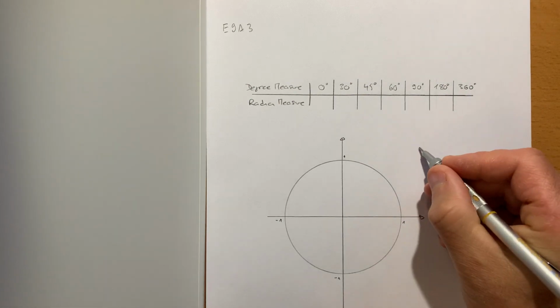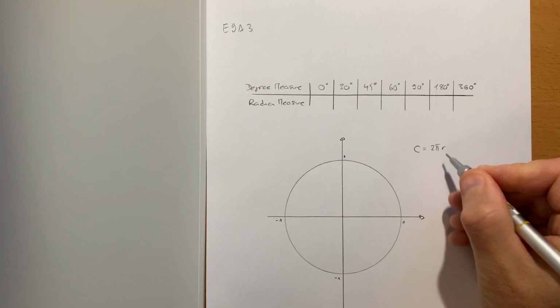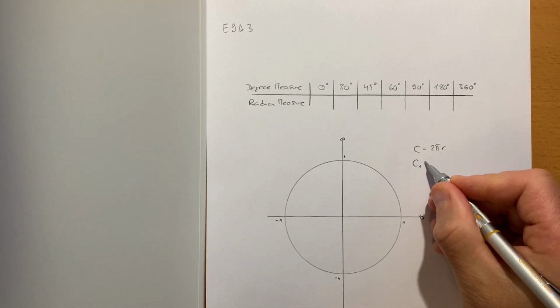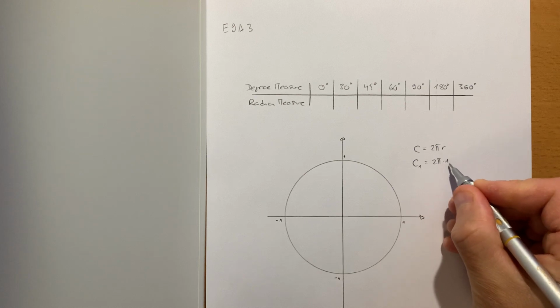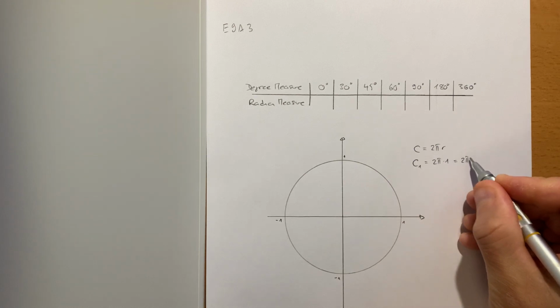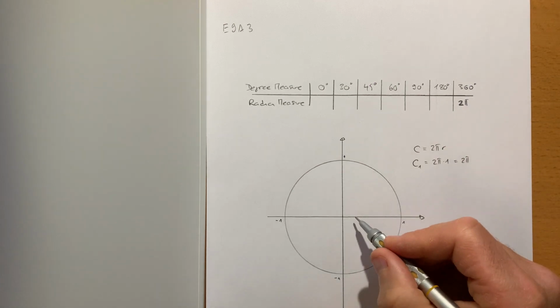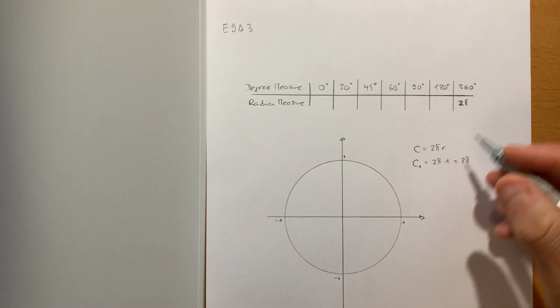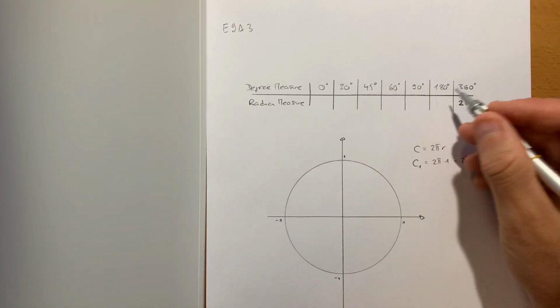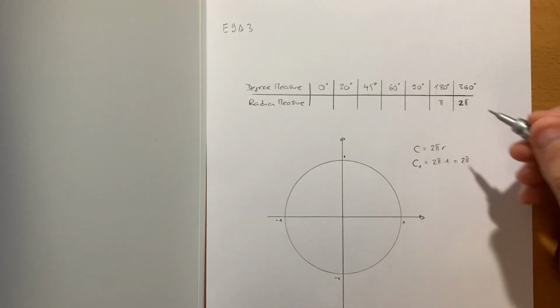We know the circumference of a circle is 2 pi r. The circumference of the circle with radius 1 is 2 pi times 1. It's just 2 pi. So that means 360 is 2 pi. So one full rotation is in fact one circumference. Half a rotation is half a circumference. Well, that would be pi.